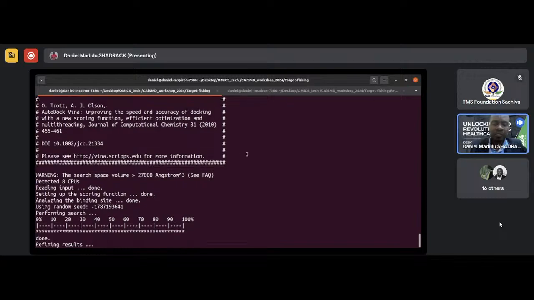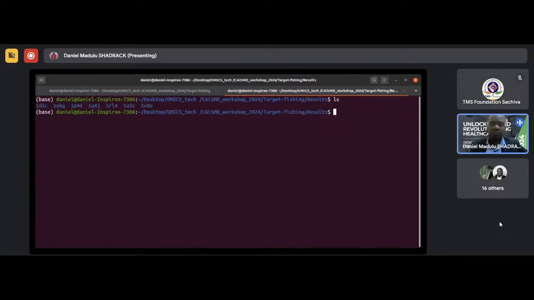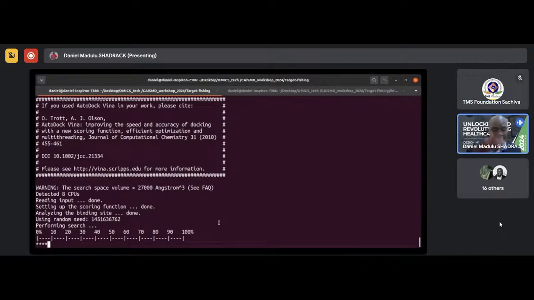But it will keep on increasing once it has done. Now if we see, you see the number has increased. It keeps on increasing the number of files in the results folder. Once it is done, we need to give it a few seconds because it won't take much time. Once it is done, here I open this one. I will do the form.